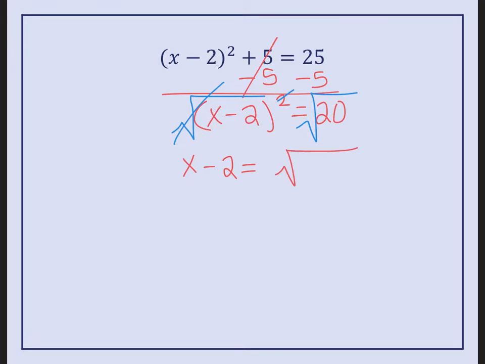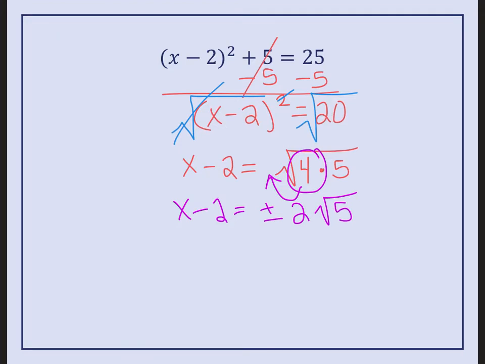Are there any perfect squares that go into 20? 4 goes into 20, so 4 times 5 make 20. But I can take the square root of 4. So when I take the square root of 4, I'm going to write it in the front. And again, taking the square root is going to leave me with a positive or a negative. So I'm going to write it in front of the radical. So then I have x minus 2 equals a positive and a negative 2, and the 5 stays underneath the radical.